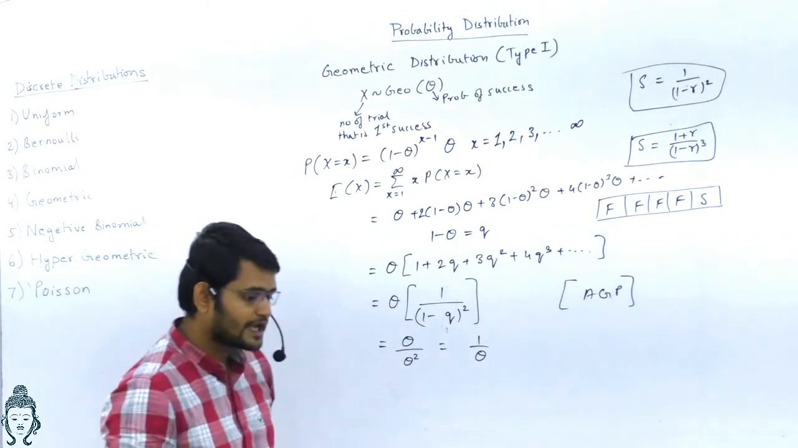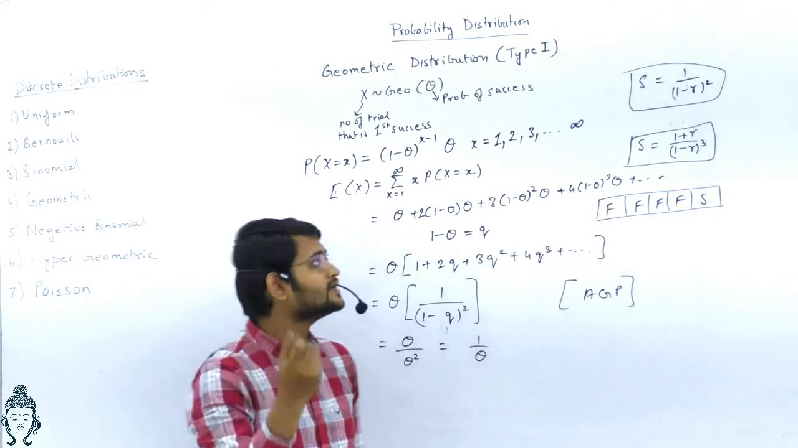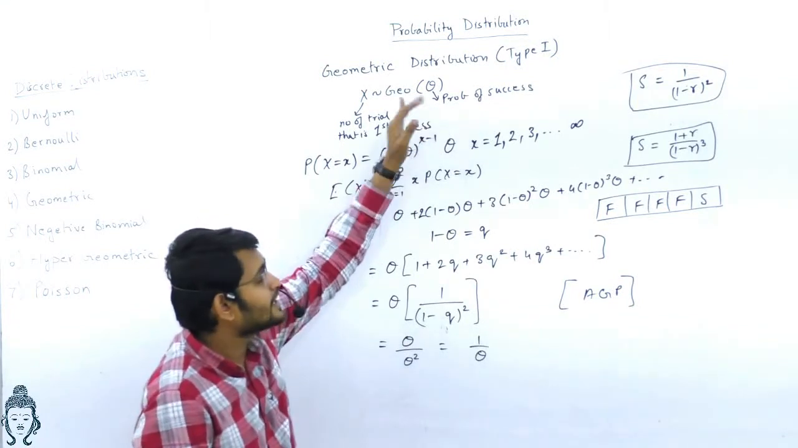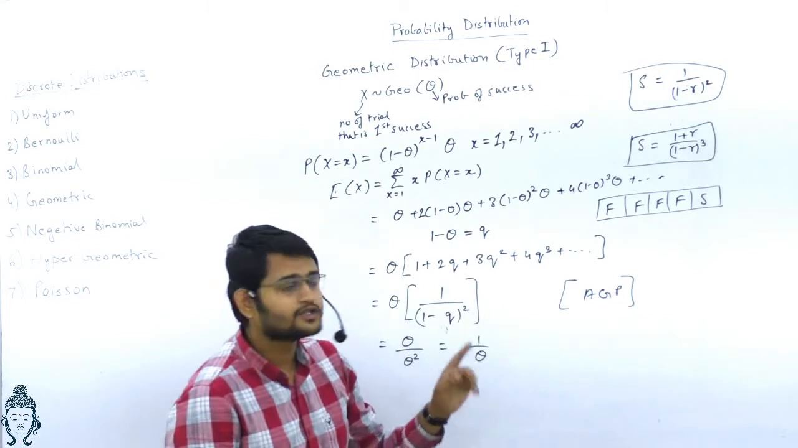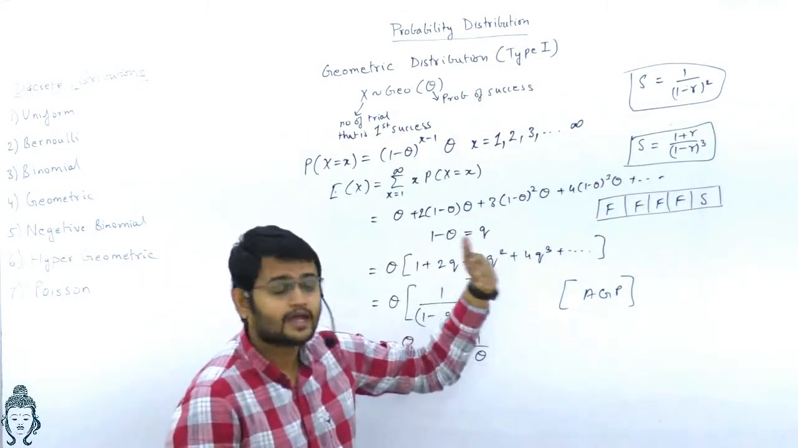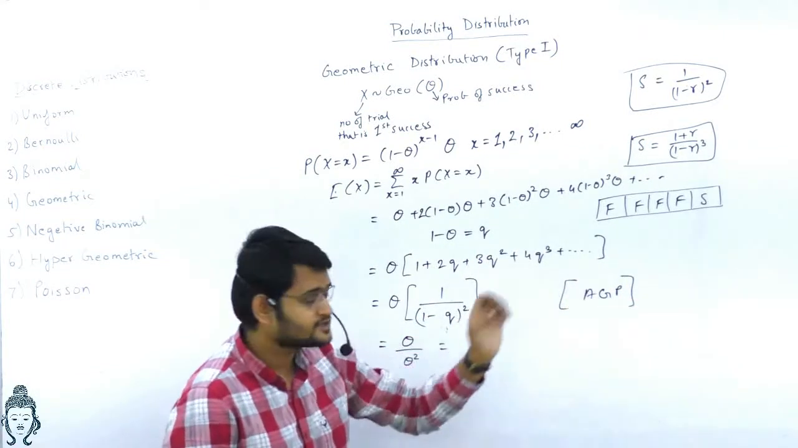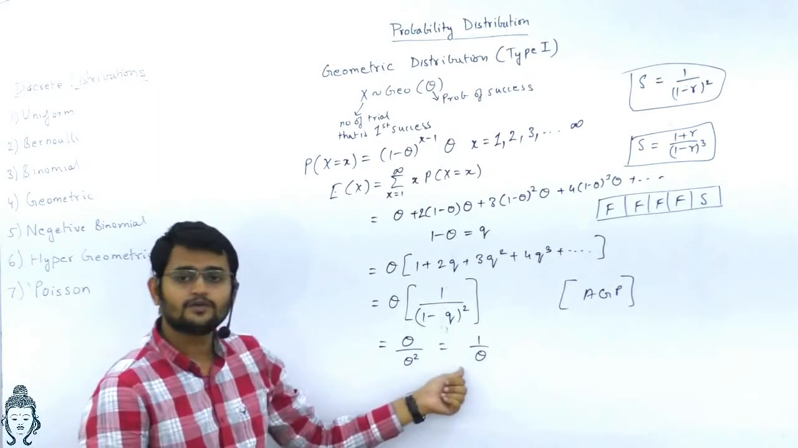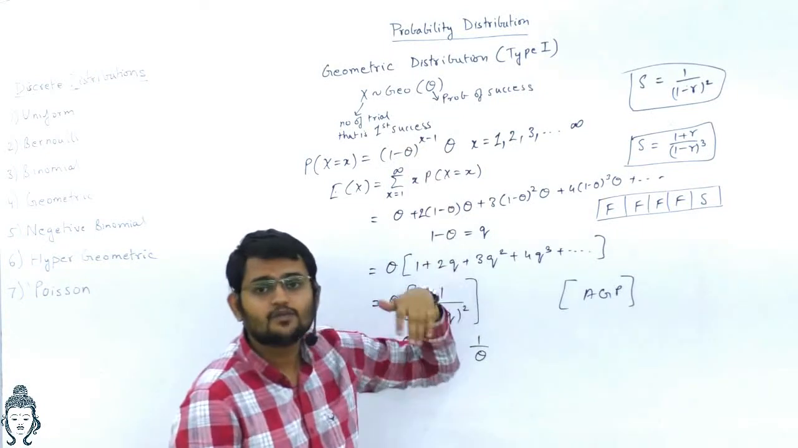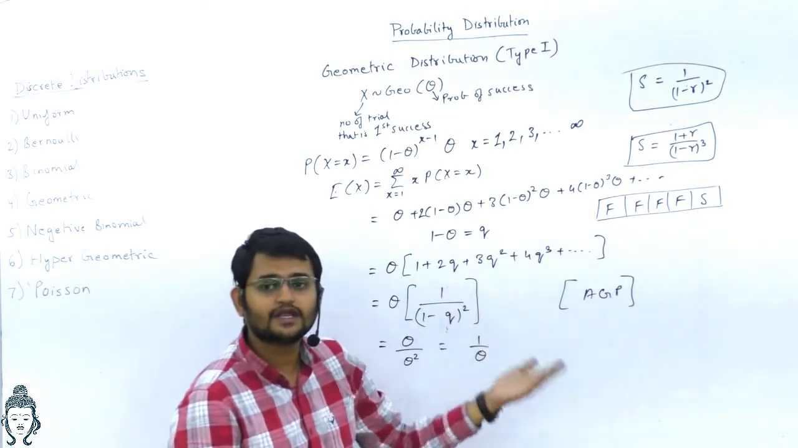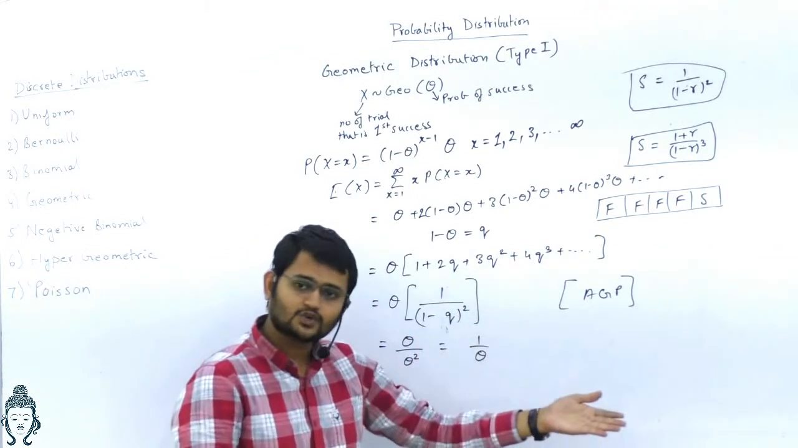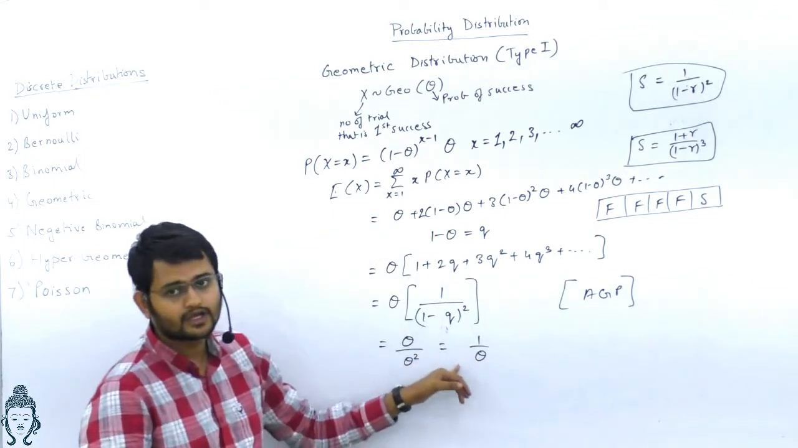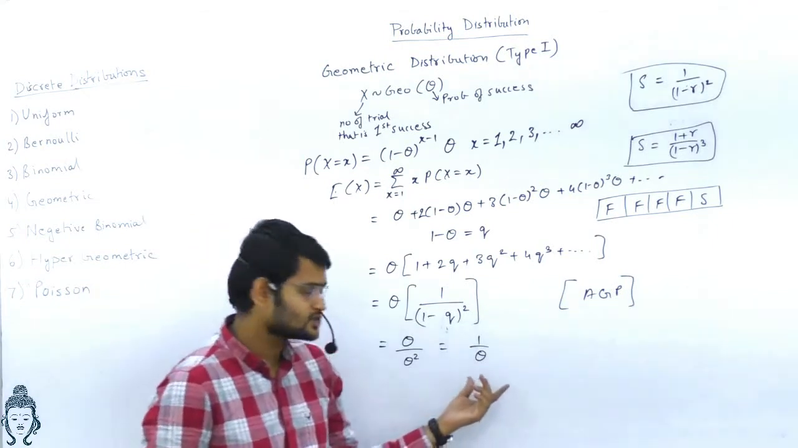Now just use logic. If the probability of getting a success is very small, the expected value of the number of trials needed to make my first sale, if theta is very small, has to be very large. So we'll get 1 by theta. If theta is very large, that means the probability of getting a success is very large, so my first sale will be much quicker. So the expected value of X is going to be a small value. Again 1 by theta. So logically also this holds true.